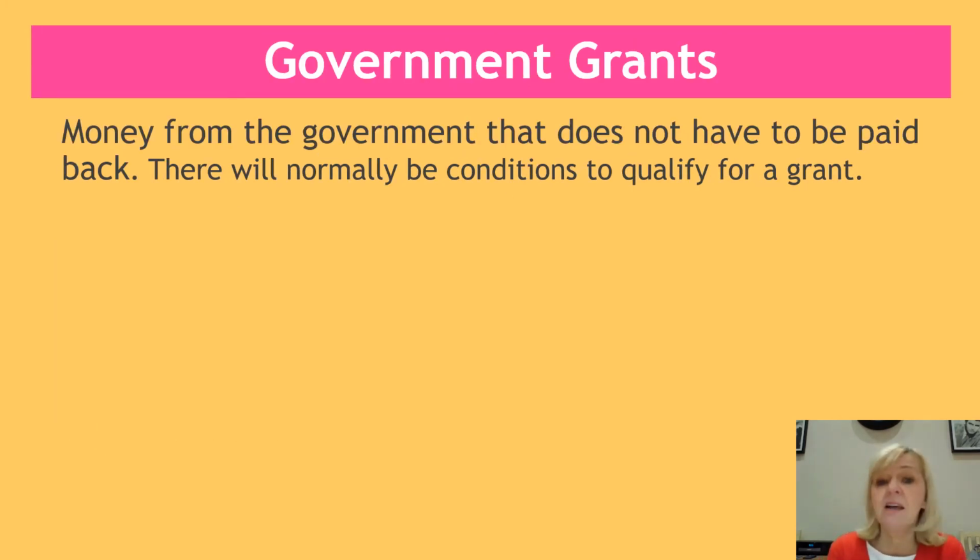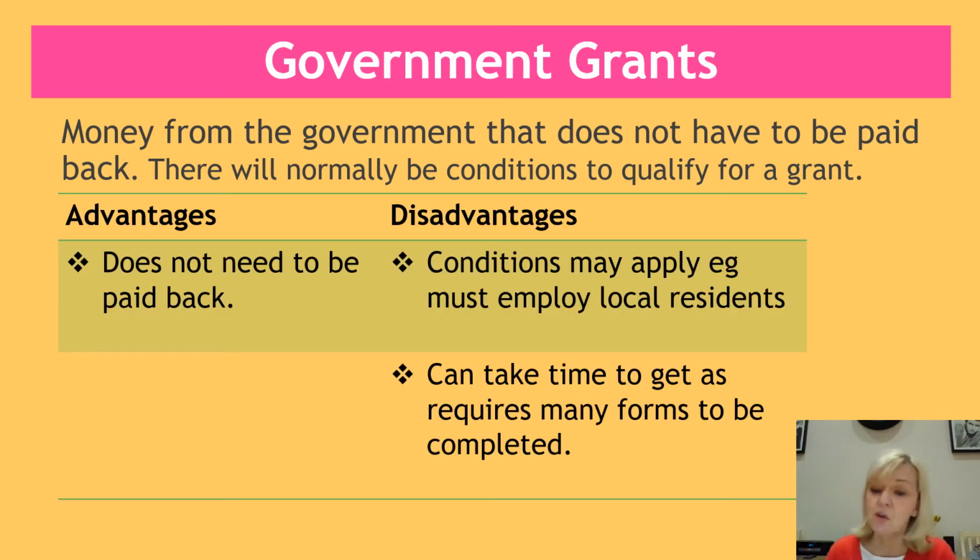Businesses can apply for government grants. This is basically when you receive a payment from the government and you don't have to pay it back. So there's a benefit there. However, to get a grant, you usually have to meet certain conditions. So for example, if there's an area where there's a lot of unemployment, you could apply for a grant, but the condition of that grant might be that you employ local people in order to help with that social issue. So grants can be quite difficult to get, but obviously can really help businesses if they're awarded.